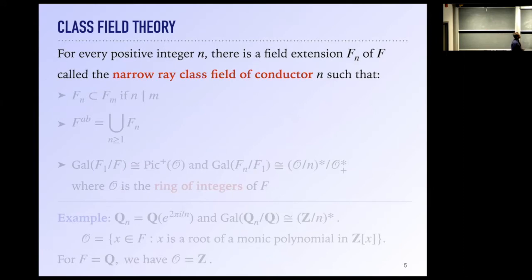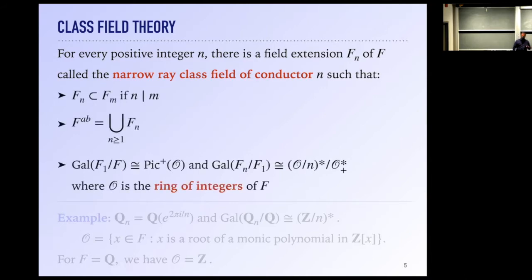It says if we start with an arbitrary number field F that is a finite extension of Q, what are all of its abelian extensions? Well, we had this indexing of the abelian extensions of Q by Q adjoin e to the 2 pi i over n, such that every field was contained in one of those. And there's a similar situation for an arbitrary field F. That is, for every positive integer n, there is a field which I'll call F sub n, which is called the narrow ray class field of conductor n. That's a lot of fancy words. But these fields satisfy the same properties that the Q adjoin e to the 2 pi i over n's do.